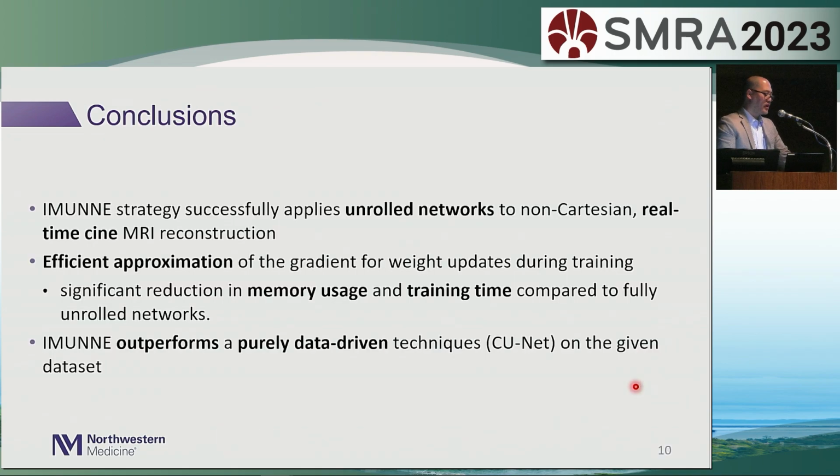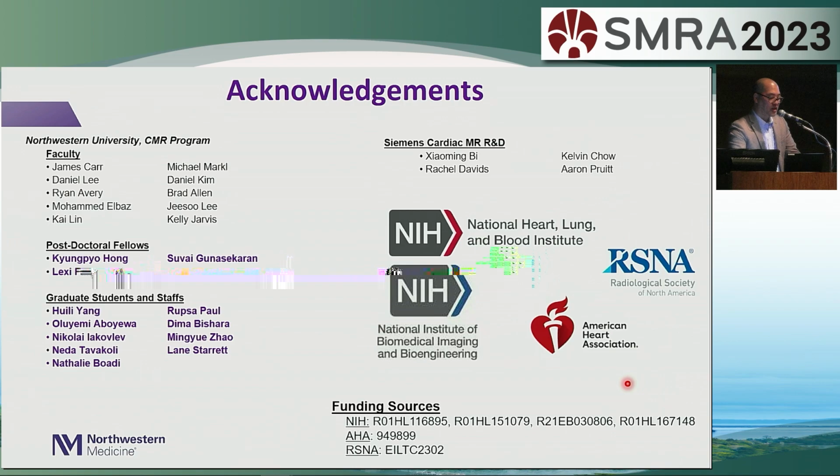So in conclusion, our strategy was pretty successful for applying unrolled networks to non-Cartesian real-time Sine MRI. It is an efficient strategy to do the training, where we were able to address and manage the memory requirement. And it performed better than the CUNet in terms of performance. In terms of speed, it was better than the PTB group's alternative unrolled network. And with that, I would like to thank my colleagues and especially my trainees who did all the work, and my funding sources. Thank you for your attention.